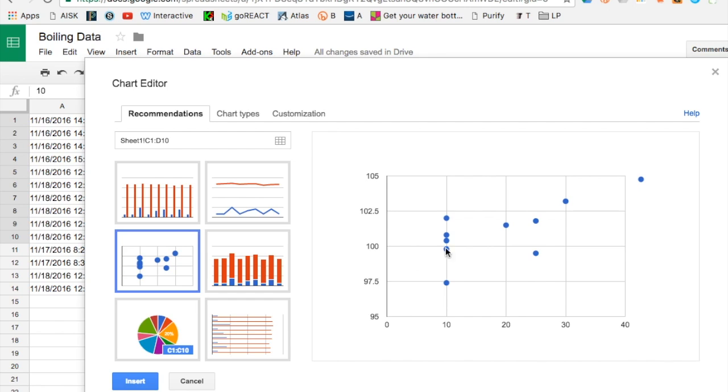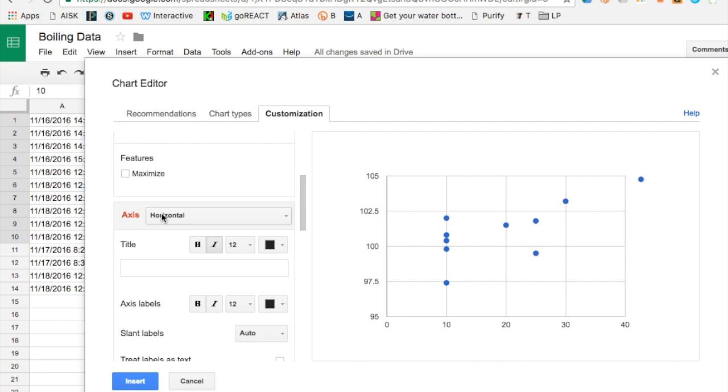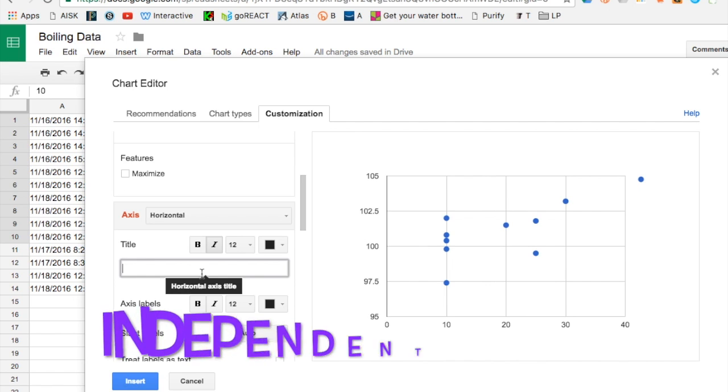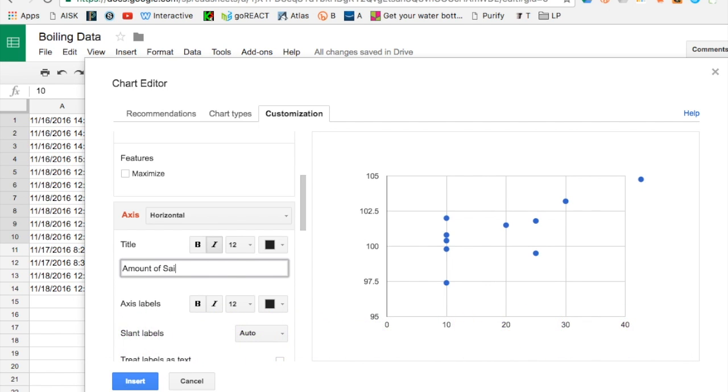This time the data is a little more tightly clustered, and we're going to see how to customize this at the Customization tab right up here. The title should be long and elaborate and give the reader lots of information. The other titles are along the axes. Down here, the horizontal one is going to be the independent variable, and that's going to be the amount of salt or sugar, measured in grams.